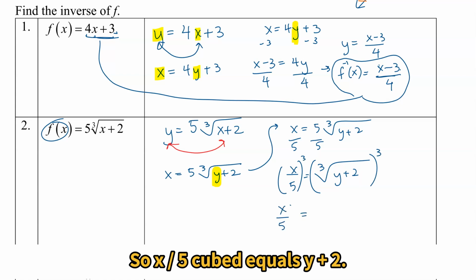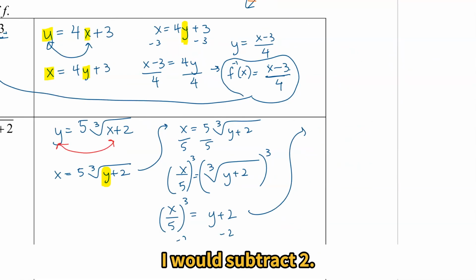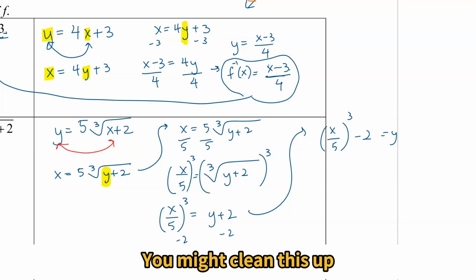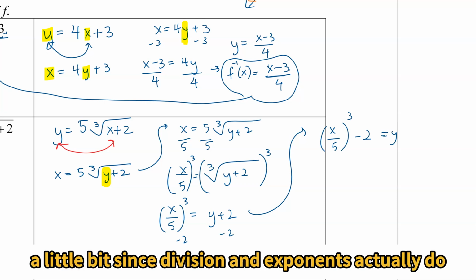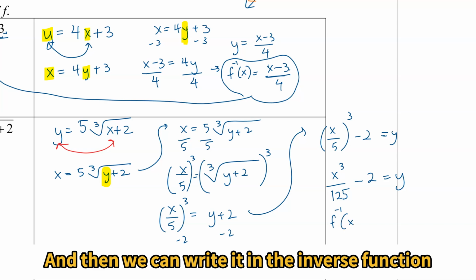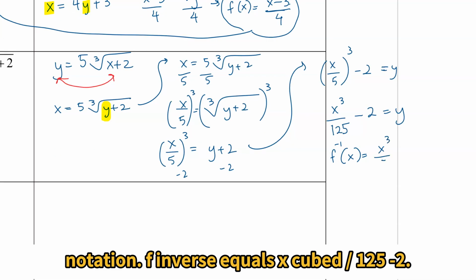So (x over 5) cubed equals y plus 2. And then to get y by itself, I would subtract 2. (x over 5) cubed minus 2 equals y. We might clean this up a little bit since division and exponents actually do play nicely together. 5 cubed is 125. Minus 2 will give us y. And then we can write it in the inverse function notation. f inverse equals x cubed divided by 125 minus 2.